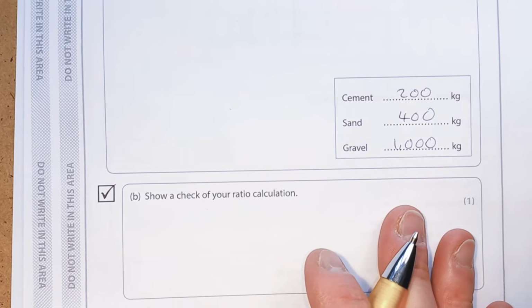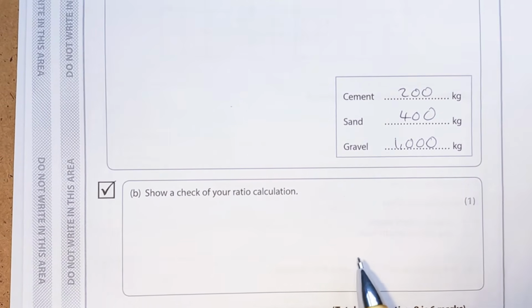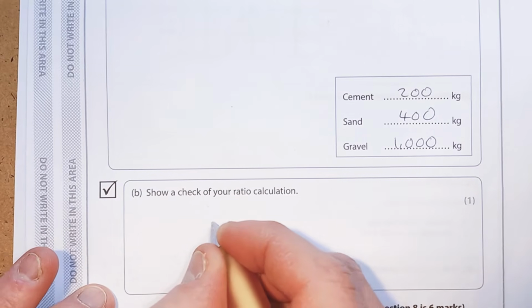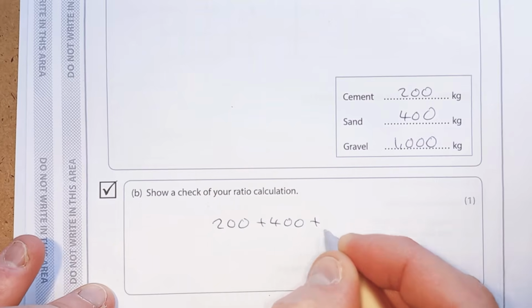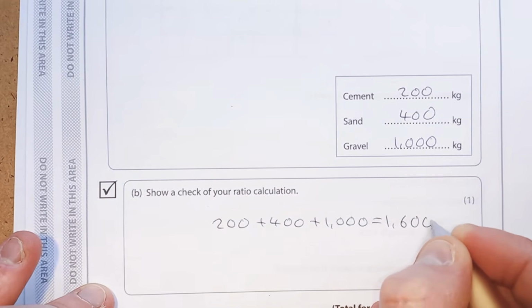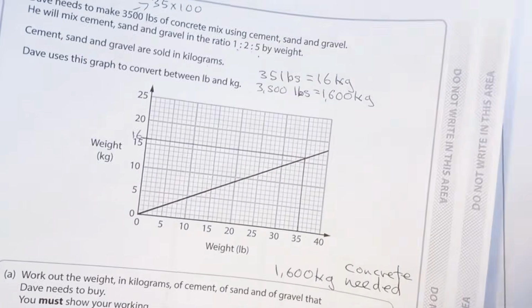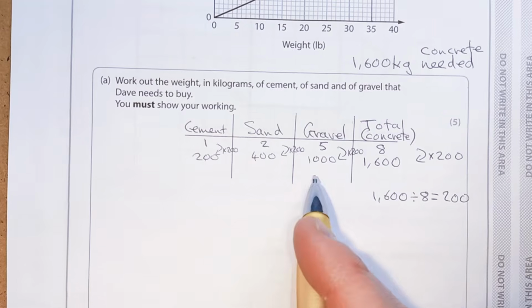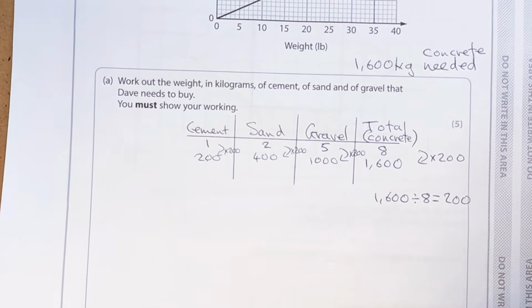Okay, now for part B, show a check of your ratio calculation. Well, that's what we did already, really. We said that 200 plus 400 plus 1,000 equals 1,600, which is what we want. So that's the benefit of doing a nice ratio table like this. Not only does it get you your answer, but it does a check for you as well.